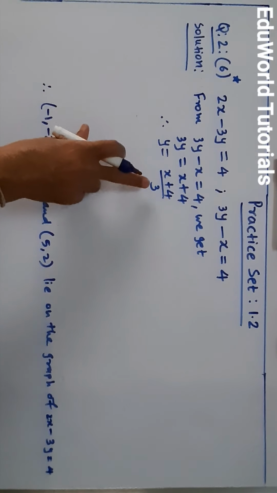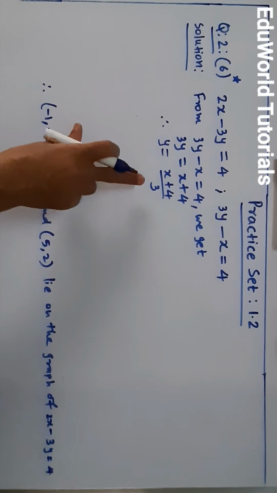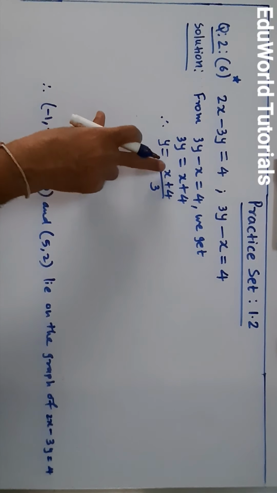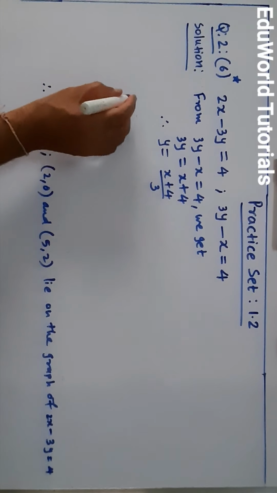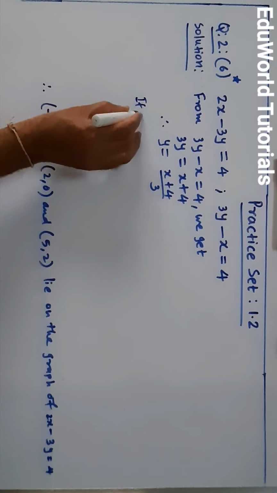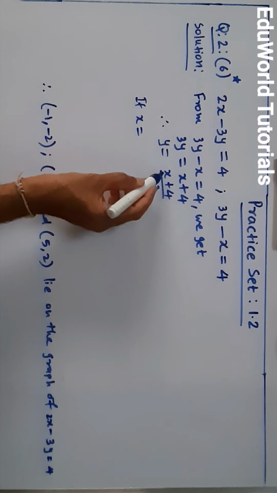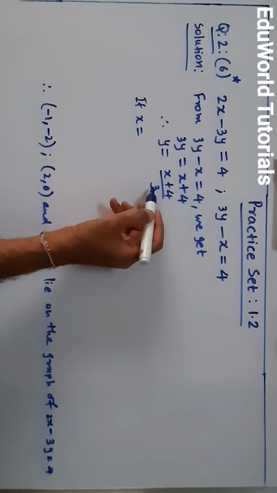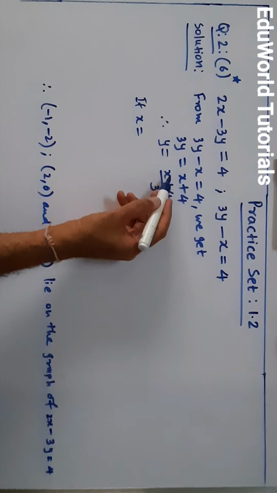The numerator should be a multiple of 3. That's why, accordingly, the value of x will be decided by you. If I take x equal to 1, then 4 plus 1 is 5. 5 is not divisible by 3, so we will not get a whole number. Understand? So let us take x equal to 2.